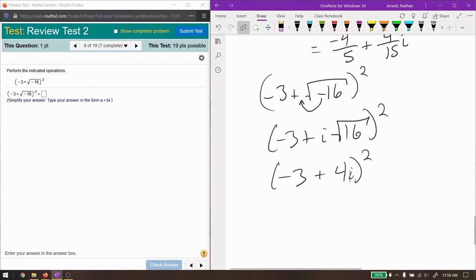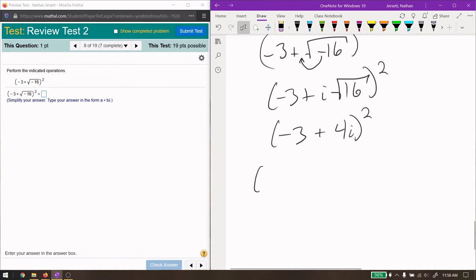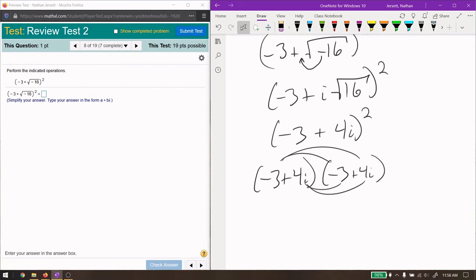And now I can write this thing out as a multiplication problem. And just FOIL. So negative 3 times negative 3 is 9, minus 12i. 4i times negative 3 is minus 12i. And then plus 16i squared. Of course, the i squared is a negative 1. So we get negative 16.